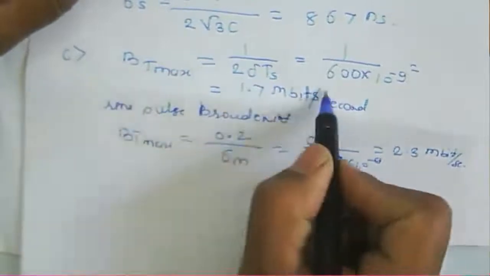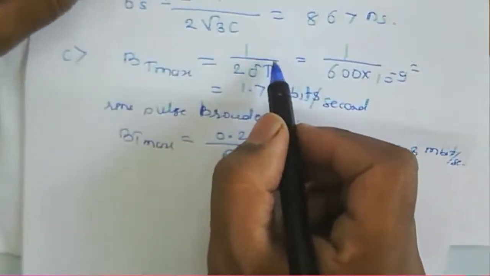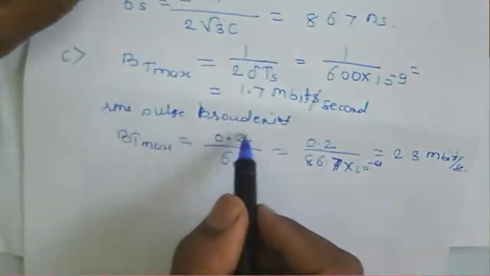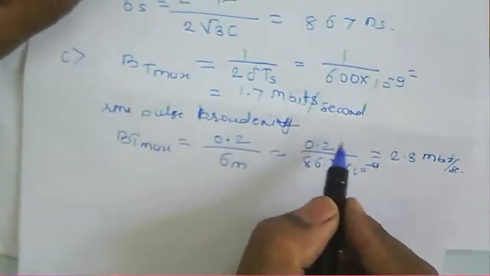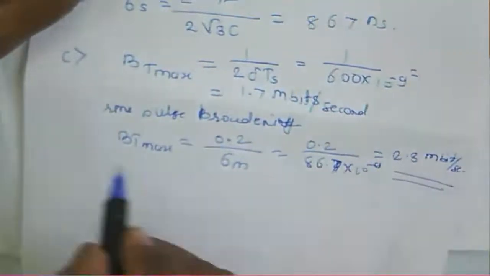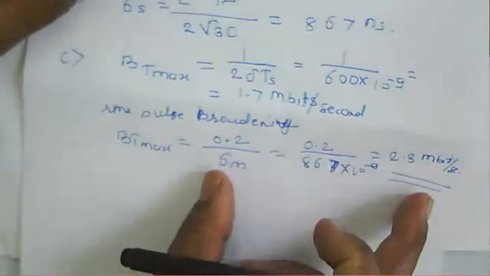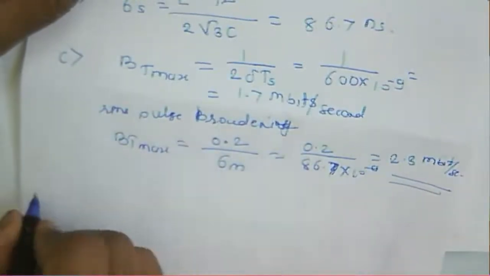So here, this is about the maximum bit rate we obtain because of the delay difference. This one is about the improved estimate based on the pulse broadening. This one we are getting because of the RMS pulse broadening. So we are getting the bandwidth for the system, that will be 2.3 megabits per second.